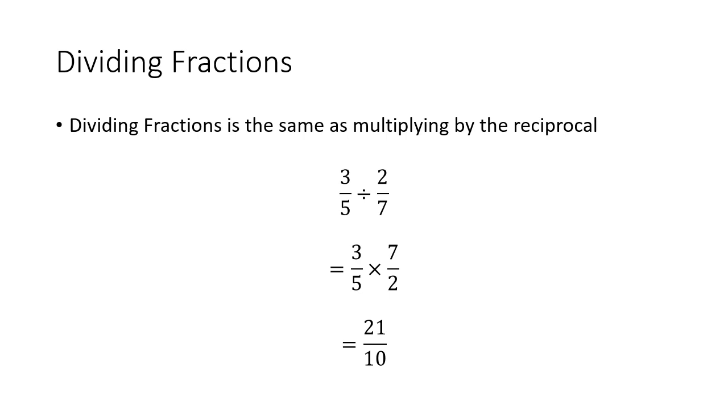And now we can simply multiply across. 3 times 7 is 21, 5 times 2 is 10. So the answer is 21 over 10. So 3/5 divided by 2/7 equals 21 over 10.